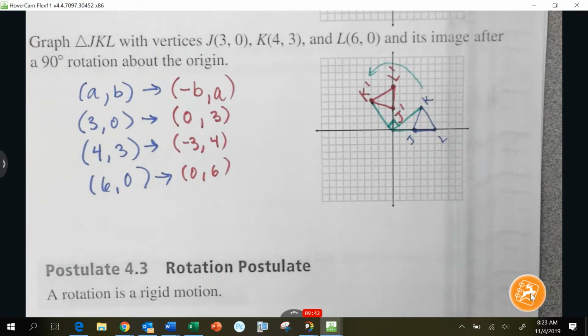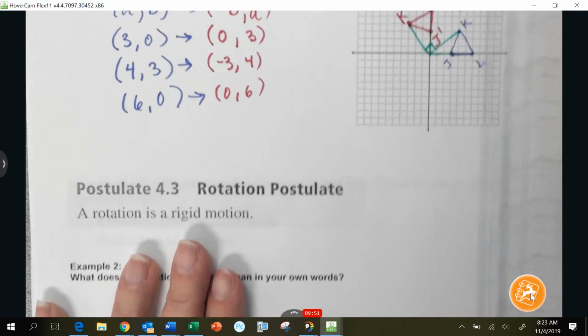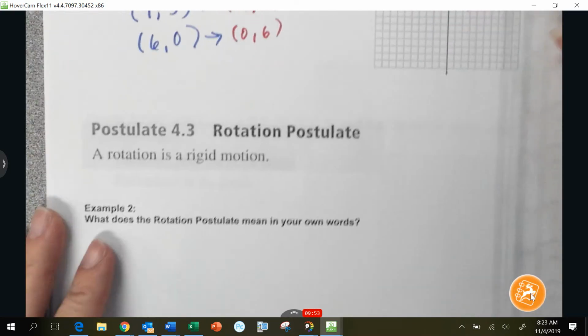Questions? Rotation's way too easy for you. We need to make it harder. No, you like it easy. Okay. All right.